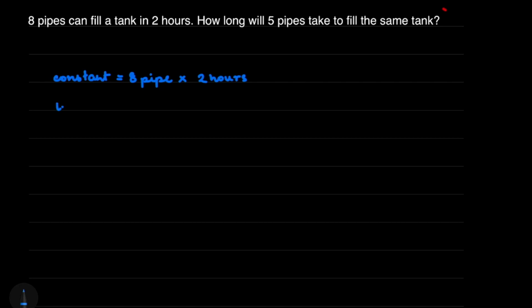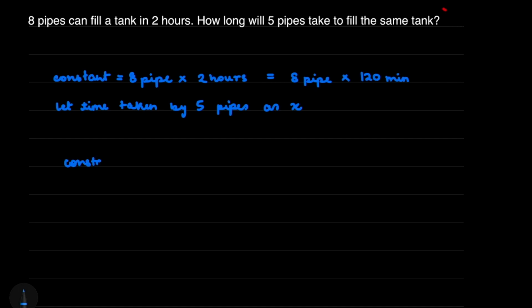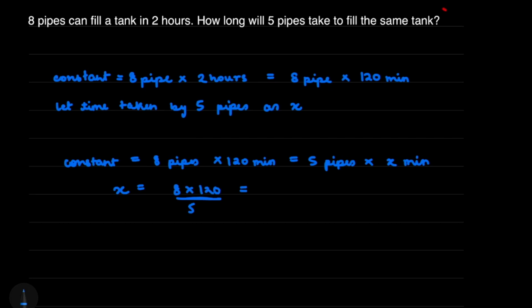And we'll take the value of the time taken to fill the tank with five pipes to be x. We can also convert this hours value to minutes to keep everything a lot more simple. That becomes 120 minutes. Because the constant remains the same, we will have 8 pipes into 120 minutes equal to 5 pipes into x minutes. We'll solve for x to get 8 into 120 divided by 5, and that comes out to be 192. That means for 5 pipes, it takes 3 hours and 12 minutes to fill the whole tank.